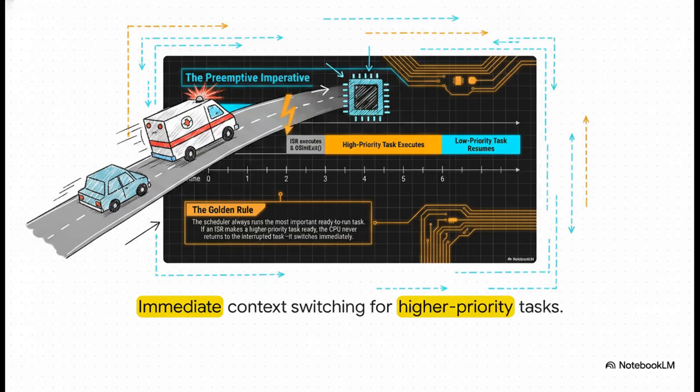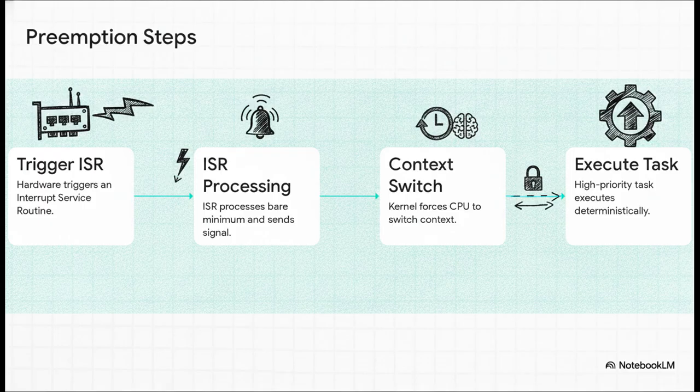Imagine you're driving through a one-lane intersection, and suddenly an ambulance with its sirens blaring comes up right behind you. You have to pull over immediately, right? That is preemption. If a critical, high-priority task suddenly becomes ready, the scheduler ruthlessly interrupts the low-priority task and hijacks the CPU. But how does this interception actually happen in practice?